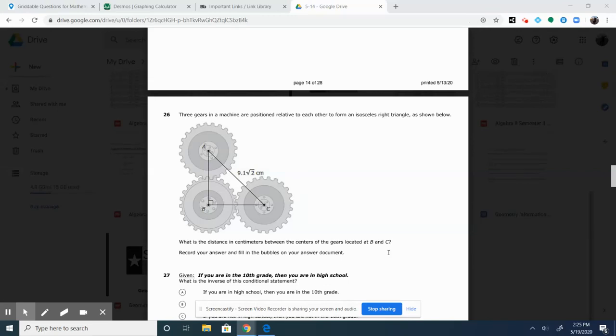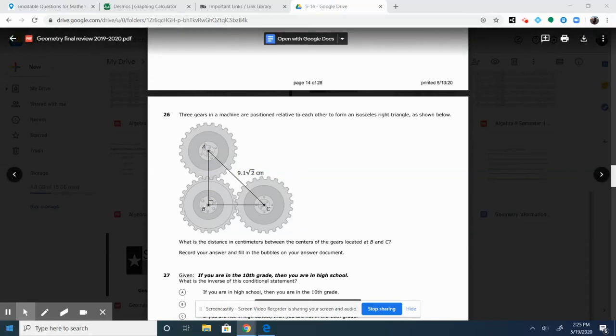So next we have number 26. It says 3 gears in a machine are positioned relative to each other to form an isosceles right triangle as shown below. So what is the distance in centimeters between the centers of the gears located at B and C?